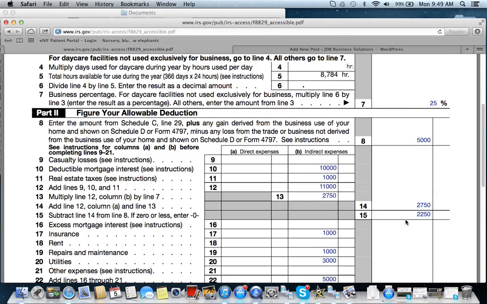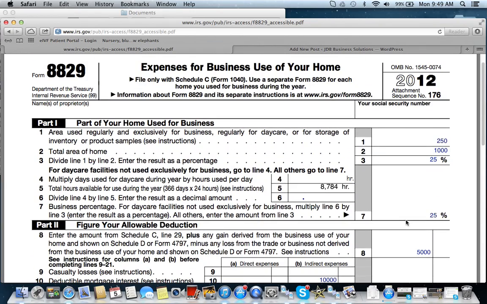Again, they're going to monitor it, so do it right. It'd be a good idea to have a CPA do it for you, but if you want to do it on your own, here's how it's done.